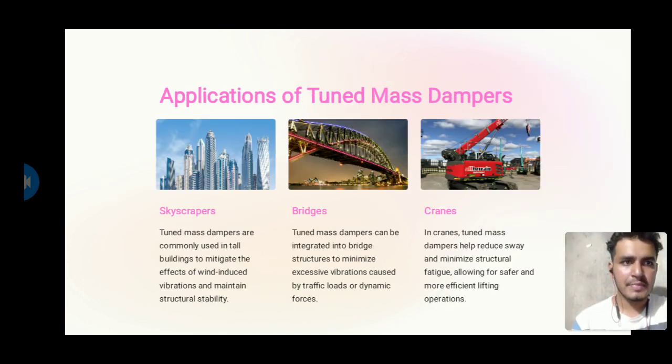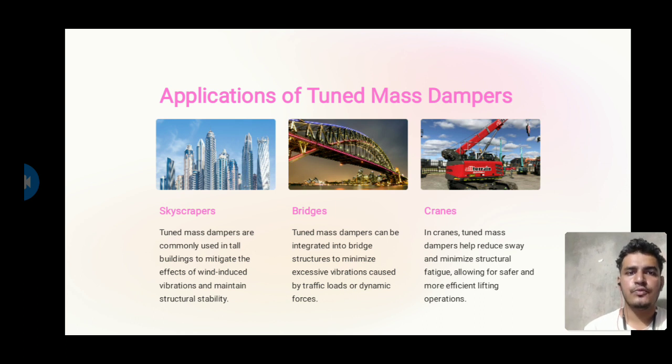Applications of tuned mass dampers: the skyscrapers, the bridges, the cranes. Tuned mass dampers are commonly used in tall buildings to mitigate the effects of wind-induced vibrations and maintain structural stability. The bridges: tuned mass dampers can be integrated into bridge structures to minimize the excessive vibrations caused by traffic loads or dynamic forces.